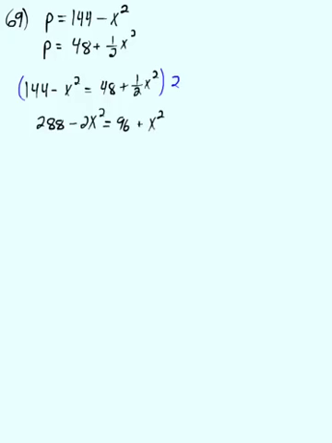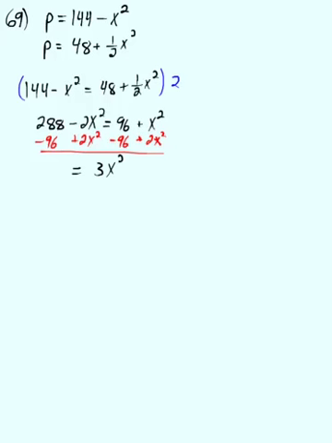This equation does not have anything with an x term, sorry, just the squared term. So if we add the 2x squared to one side, that way we get the x squared terms on one side, and subtract off the 96 from both sides. That then gives us the equation 288 minus 96 is something, equals 3x squared.